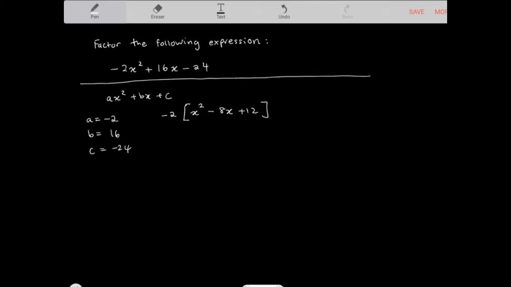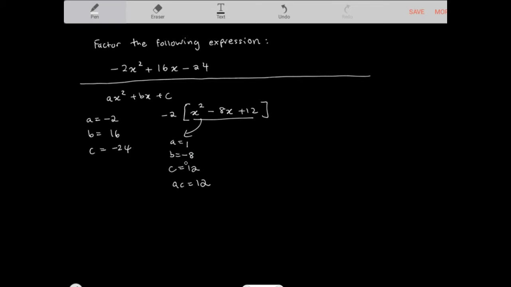At this point, what you can do is work with this trinomial. This is a lot easier. It's the same thing. A in this trinomial is 1, B is -8, and C is 12, right? Just to recall our rules of factoring, we want two numbers that multiply to AC, which is 12, and add up to -8, which is B.